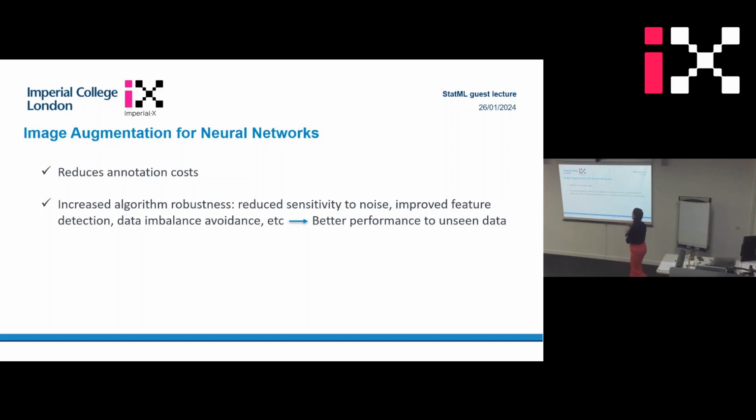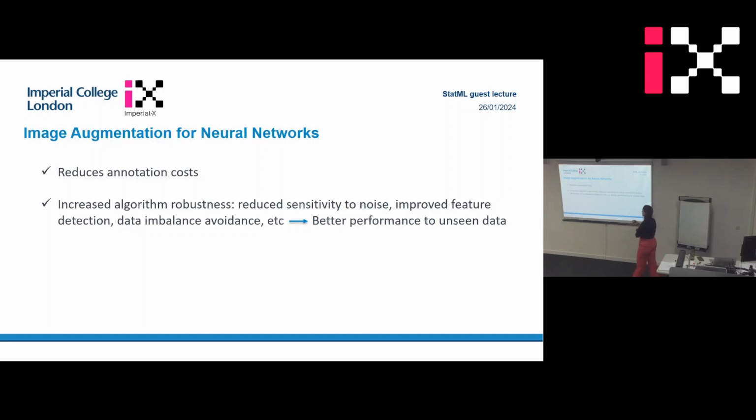So this is very important in computer vision because having images that are labeled means that someone has sat down and started saying, here is the thing, here is the thing. And that obviously takes a lot of time. So the more image augmentation you can do, the better, because that reduces your annotation cost a lot. And you're also going to have increased algorithm robustness because you can improve your feature detection, reduce sensitivity to noise, and avoid data imbalance.